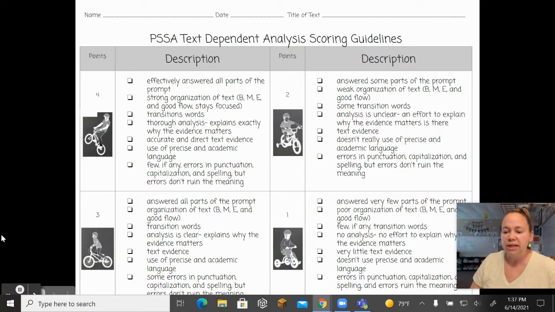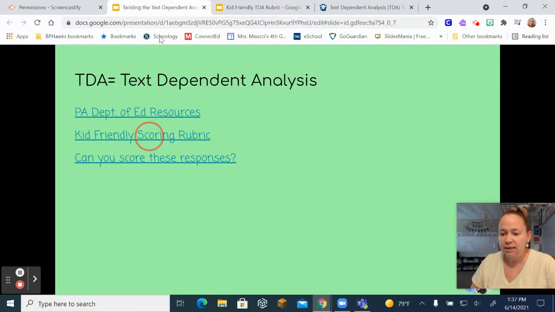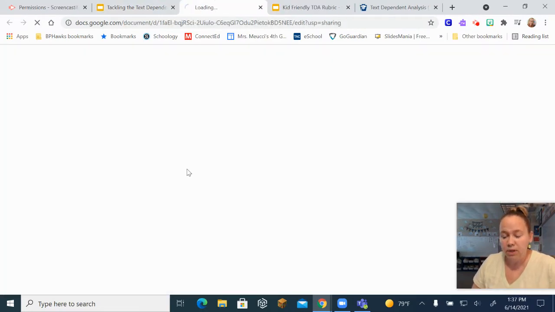So this is really the text-dependent analysis rubric that is used for the PSSA that has been taken and changed into more kid-friendly language. Okay, let me get out of this. Okay, and then we practice scoring a TDA.